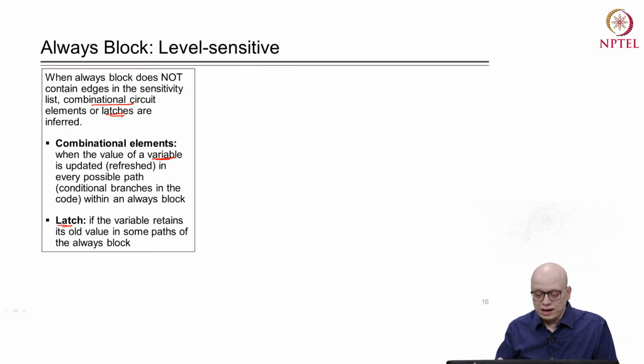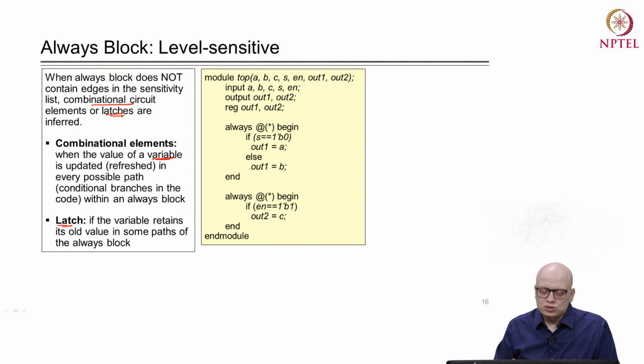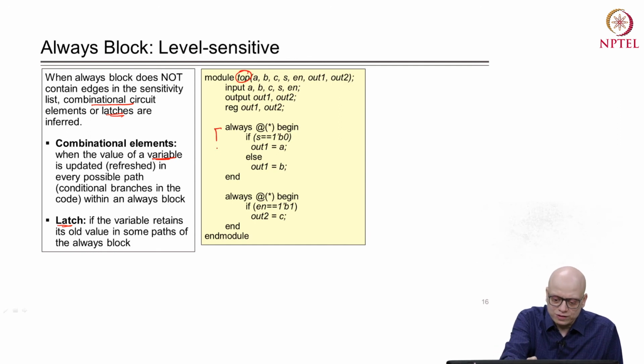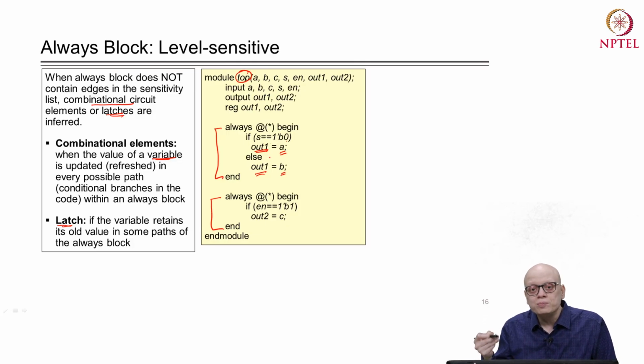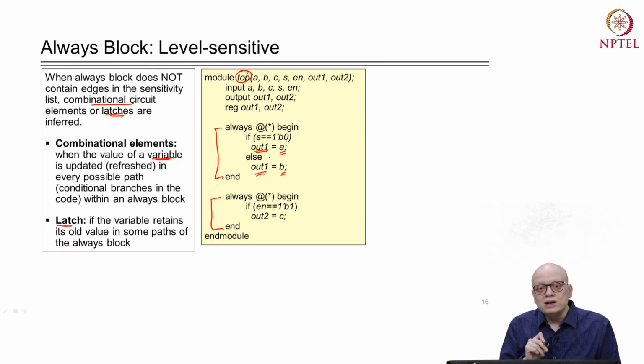So, let us take an example and understand what it means. Let us consider this module top in which there are two always blocks. In the first always block, we see that the out1 variable is assigned a value of a when s takes a value 0, and assigned a value b when s takes a value 1. So, s can take either 0 or 1, and in both cases either a or b is being assigned to out1. So, out1 is assigned in all conditional branches within the always block, and therefore, in this case a combinational circuit element, specifically a multiplexer, will be inferred.